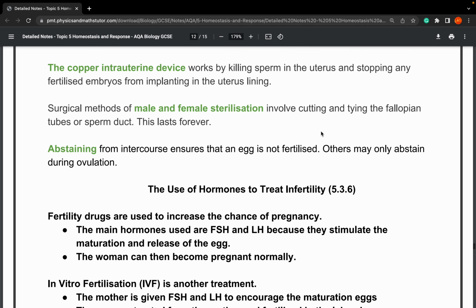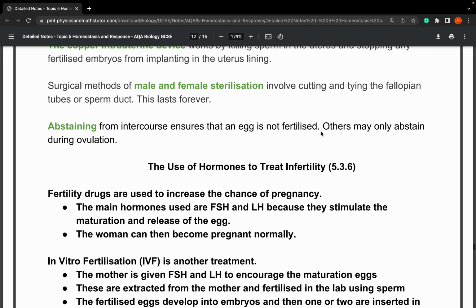Copper intrauterine device. So there is the plastic intrauterine device and the copper intrauterine device. The copper works by killing the sperm in the uterus and stopping any fertilized embryos from implanting. Copper is a foreign body. It produces a bad environment, so sperm won't work and the ovum won't implant. The other one, with hormone, is known as the plastic intrauterine device. It's a plastic one with hormone.